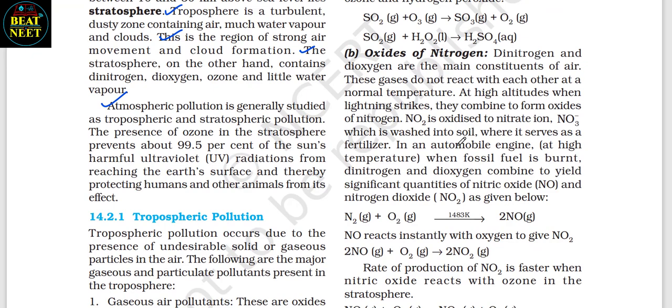Atmospheric pollution is generally studied as tropospheric and stratospheric pollution. The presence of ozone in the stratosphere prevents about 99.5% of the sun's harmful ultraviolet radiations from reaching the Earth's surface and thereby protects humans and other animals from its effect.